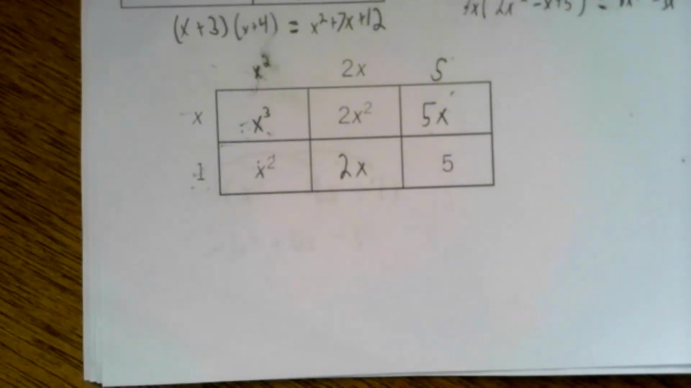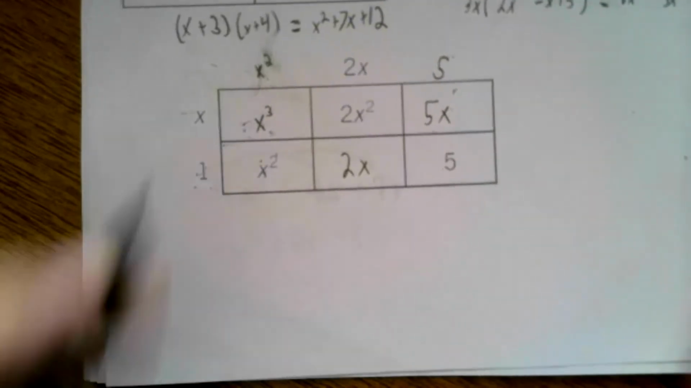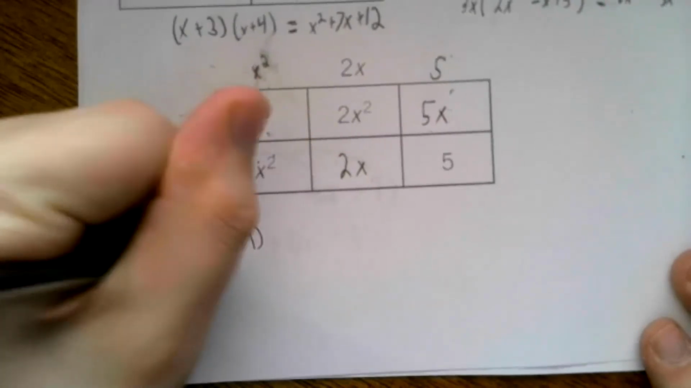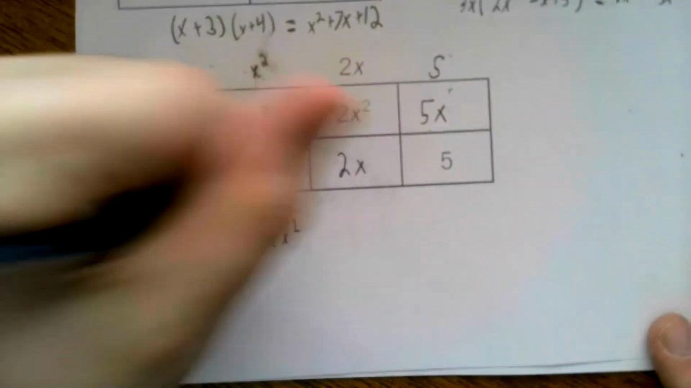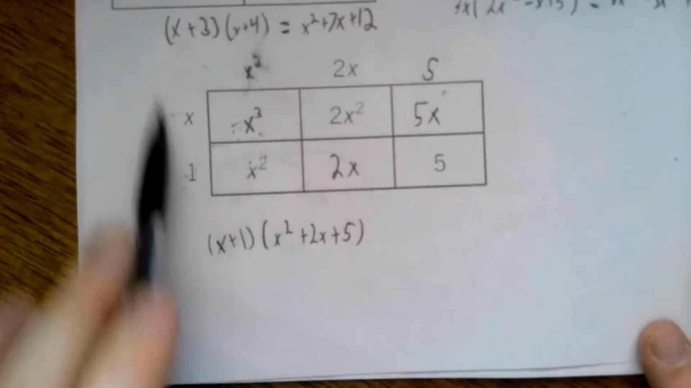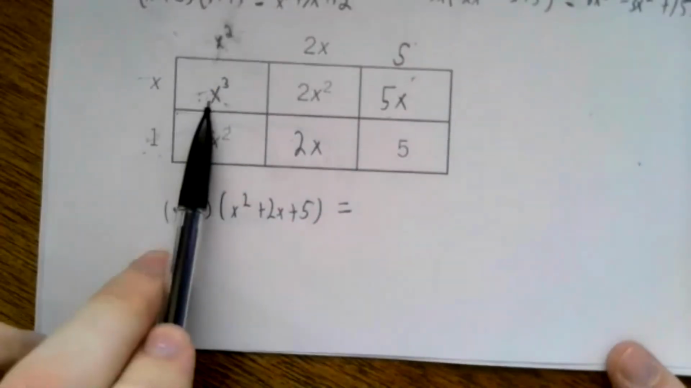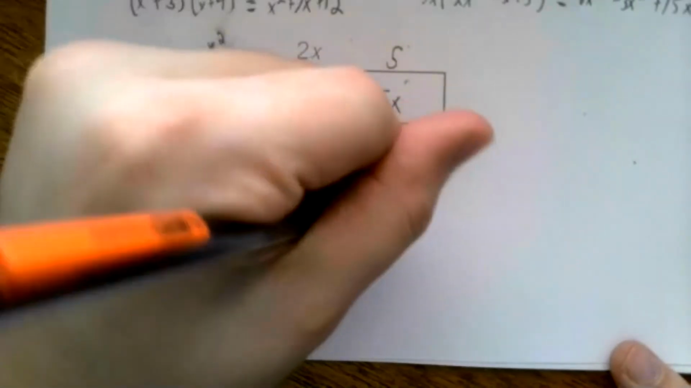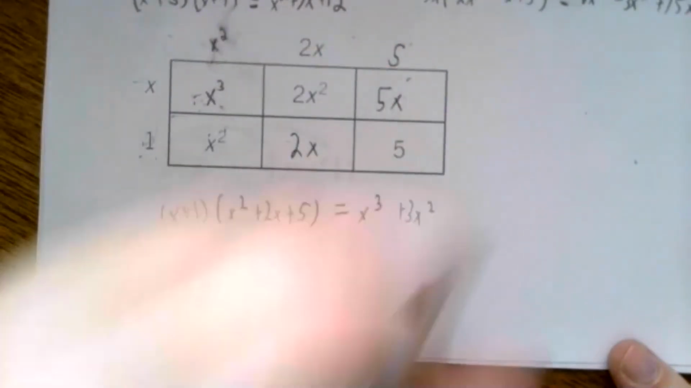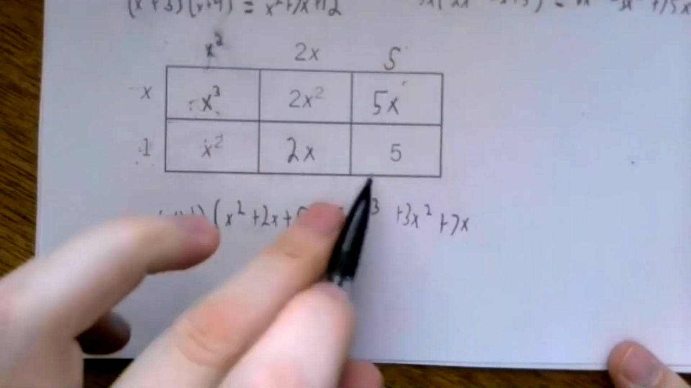Okay, and now we can write that as a product and a sum. My product is, let's see, x plus 1 multiplied by x squared plus 2x plus 5. So just taking the top and the side. And that's equal to x to the third plus 3x squared plus 7x plus 5.